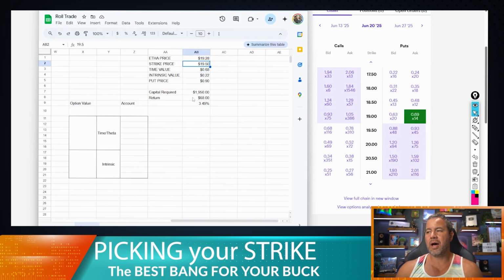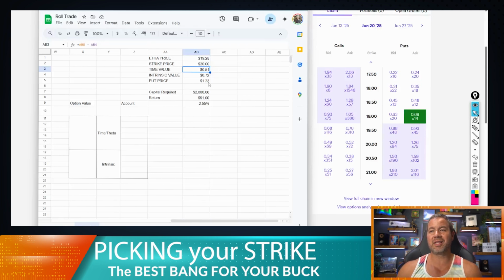So right there, that's the 19.50. Now, what does the 19 look like? The 19 gives us 3.49%. Actually, let's look at the 20 first. So let's change this to 20. Obviously, the underlying price is the same, and the put price on the 20 would be $1.23. So we can then figure the time value is going to be less, obviously, because it's deeper.